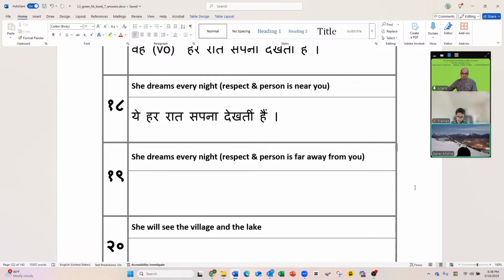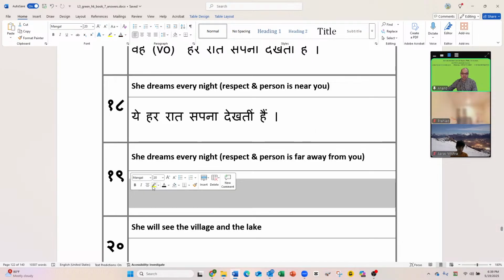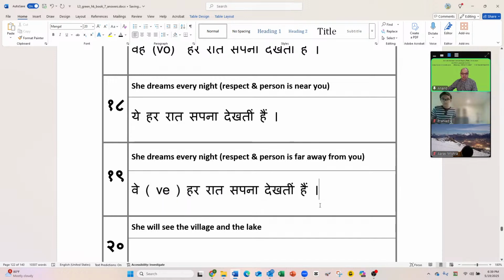वे हर रात को सपने देखती हैं. Again, देखती हैं. Now you said sapne, which is right because in plural we have dreams. So we can make sapna as sapne, because the plural of sapna will be sapne. So वे हर रात को सपने देखती हैं.